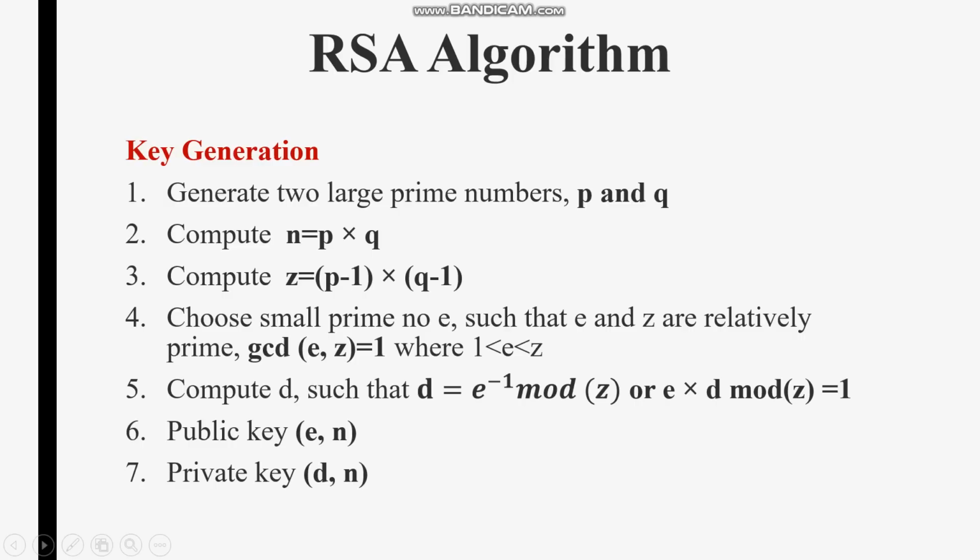Now once you compute e and you have already computed n, that becomes your public key. So the public key is e and n. It is a pair of two keys, that is e and n.